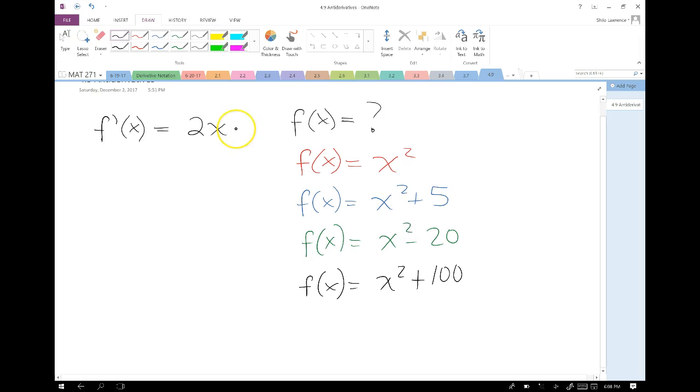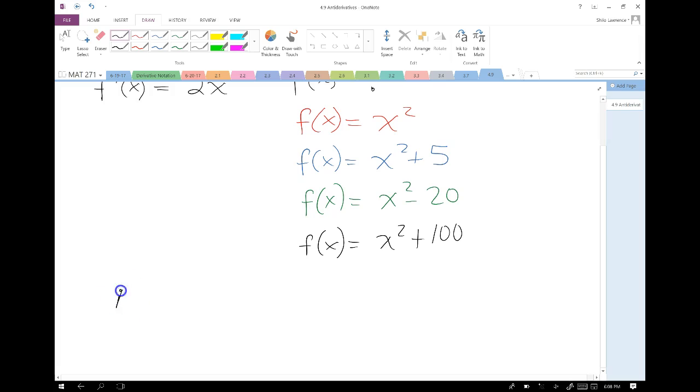And I'm doing this for a reason, because when we do antiderivatives, don't forget, when we take a derivative, our original function could have a constant whose derivative is equal to 0. So when all we're given is the derivative, we won't know if our original function had a constant term or not. So we have to indicate that in our answer.